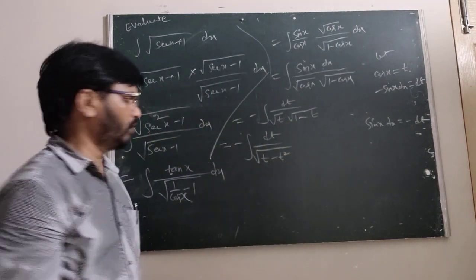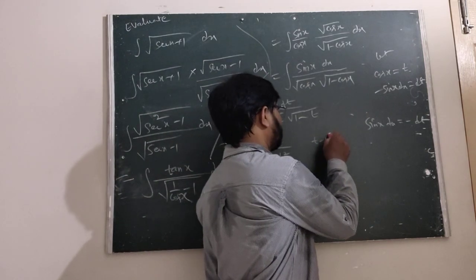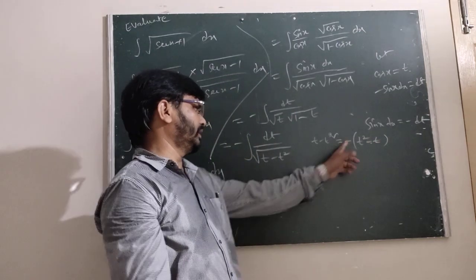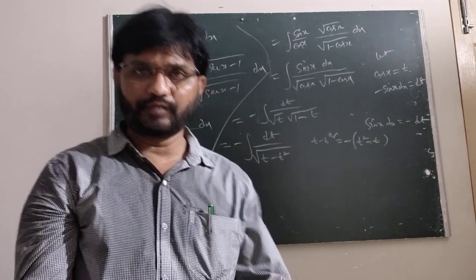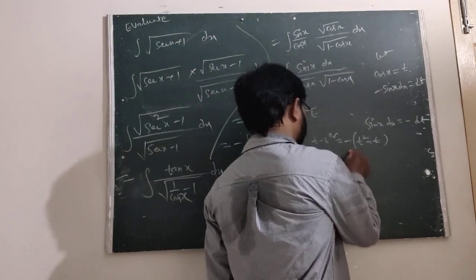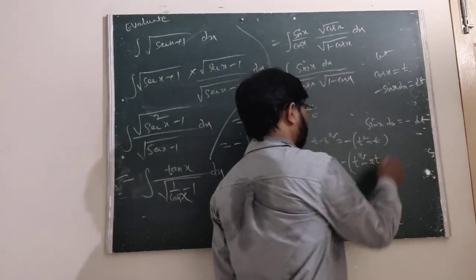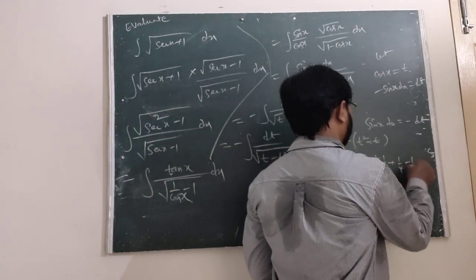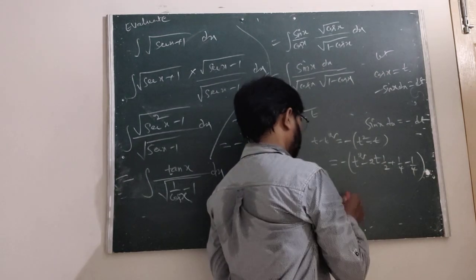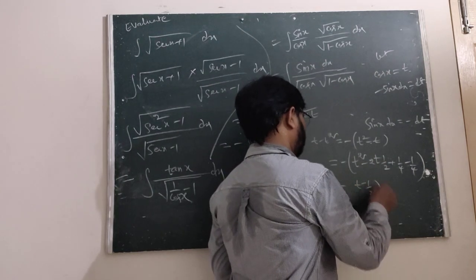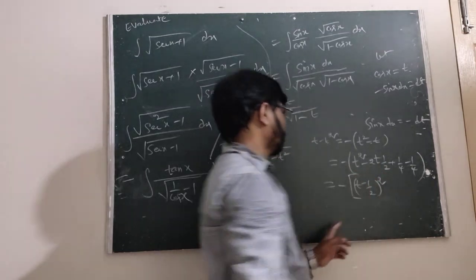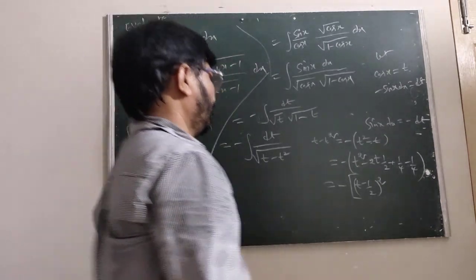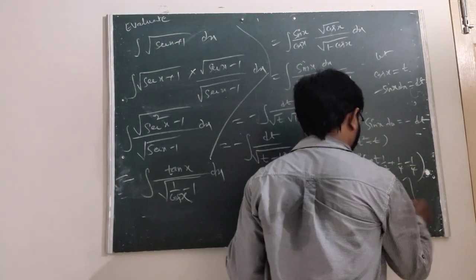Now t minus t square can be written as minus of t square minus t. Then we take minus of t square minus 2 into t into 1 by 2, plus 1 by 4, minus 1 by 4. Now this is t minus 1 by 2 whole square, using a square minus 2ab plus b square, which is a minus b whole square. Finally, we get minus of 1 by 4.